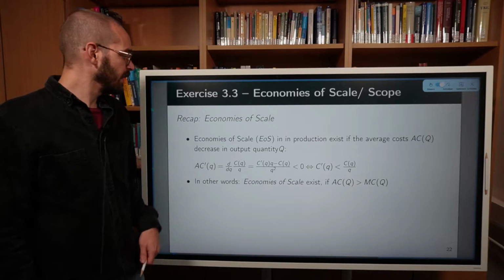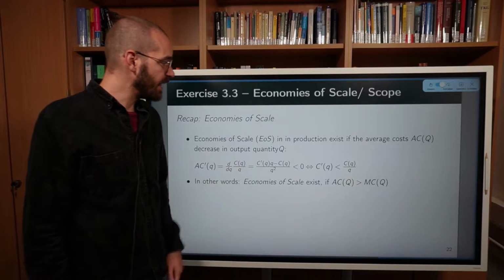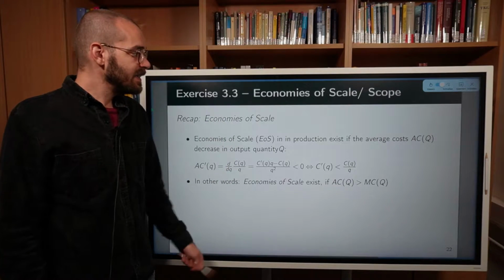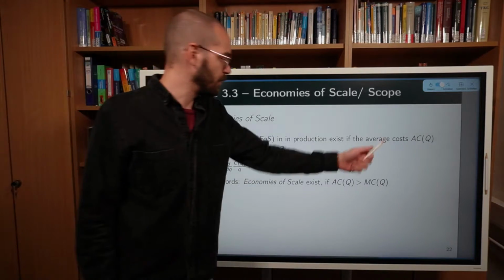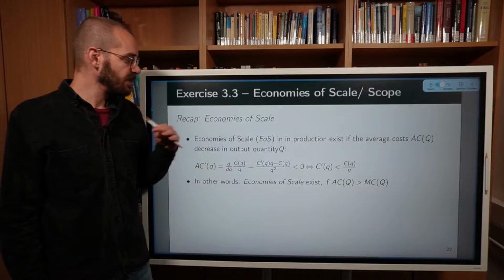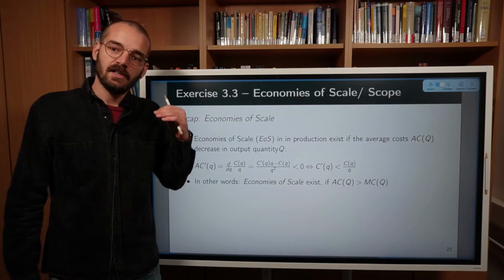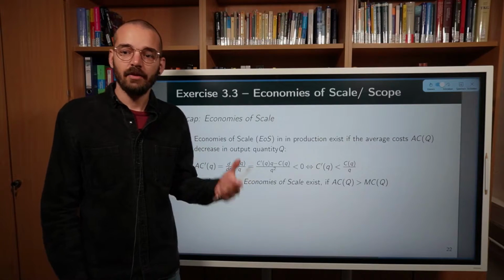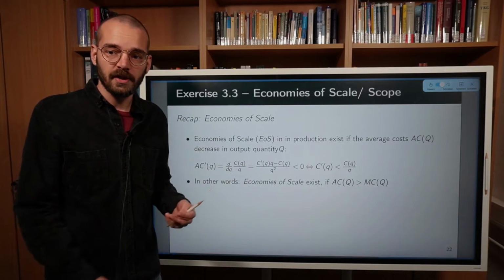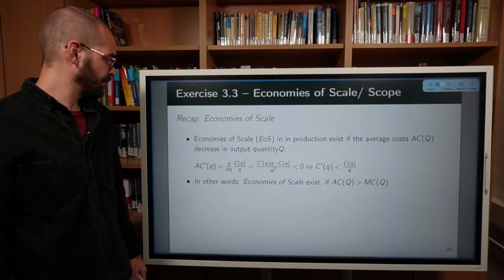Okay, so economies of scale, or in short EOS, in production exist if the average costs, AC, as a function of the output quantity, of course, decrease in the output quantity. Okay, so if with every additional unit produced, the average costs over all units produced decrease.